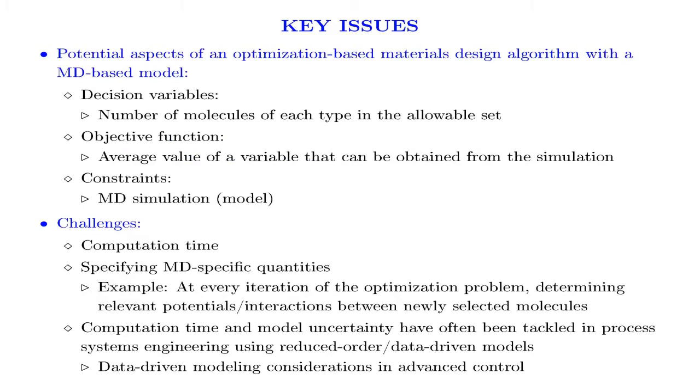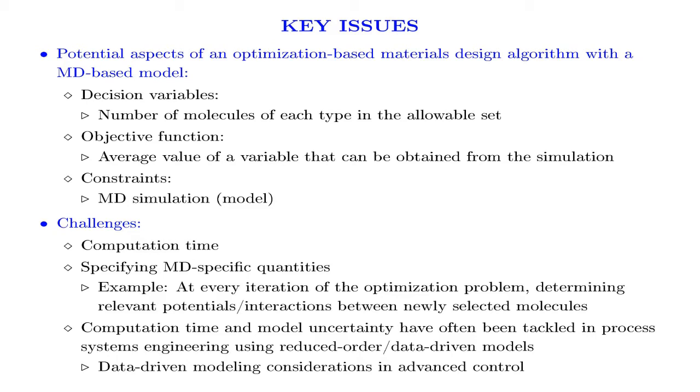A potential decision variable used in molecular dynamics-based models includes, for example, the number of molecules of each type. The objective function may be an average value of a property that can be obtained from the MD simulation. In terms of the main challenges, we have the computation time and specifying a molecular level with specific quantities.